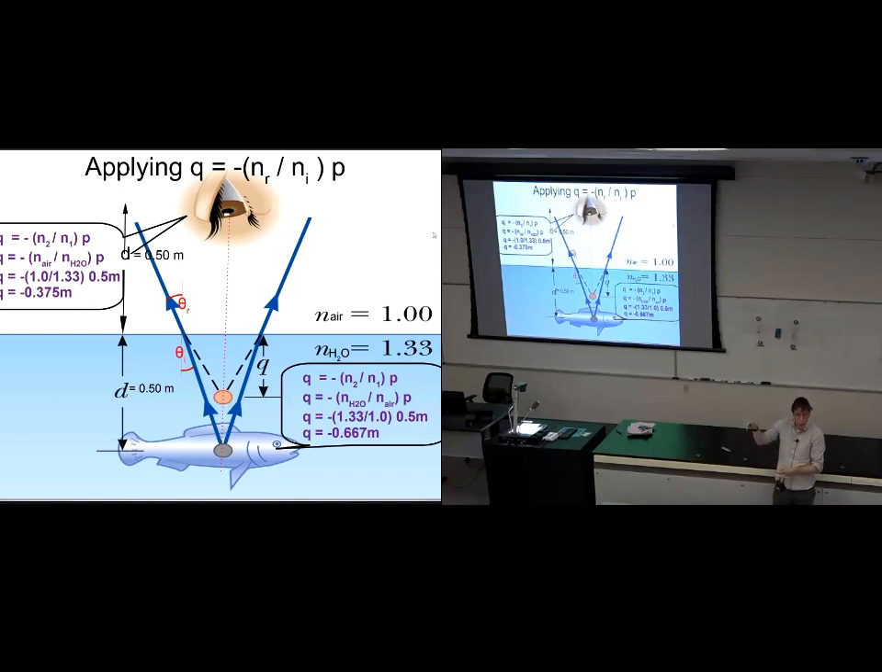So now that's 1.33 over 1, so that's going to be a bigger number than 1, and that means that my image is located further away from the surface of the water. It's located at 0.67 meters above the surface of the water. Again, that image is on the front side, so it has a negative sign, which says the image is on the front side. Okay.